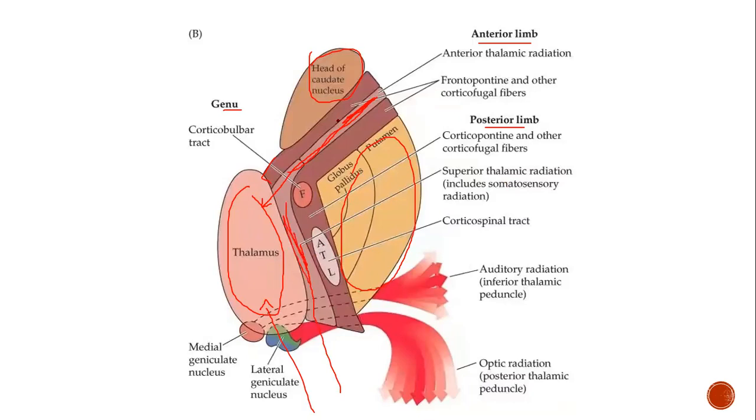On the other hand, in the anterior limb, these are basically the frontopontine as well as corticofugal fibers. These are the motor fibers which are going on. And if I go here, these are the corticospinal tracts, where F represents face, A represents arms, T represents trunk, and L represents legs. So accordingly, these are the motor tracts and these are the sensory tracts. This is all you need to know about the internal capsule.